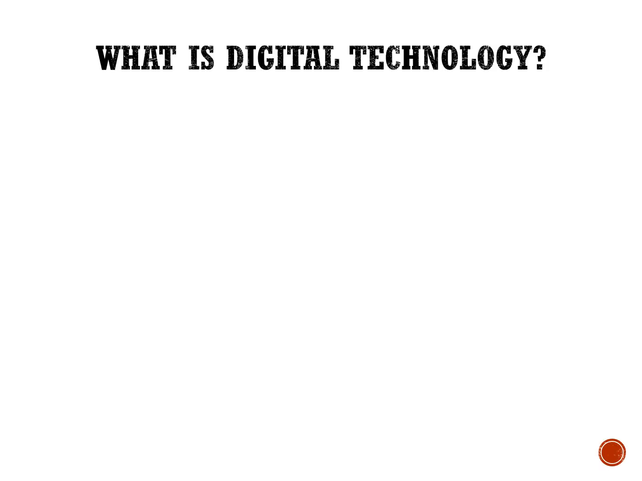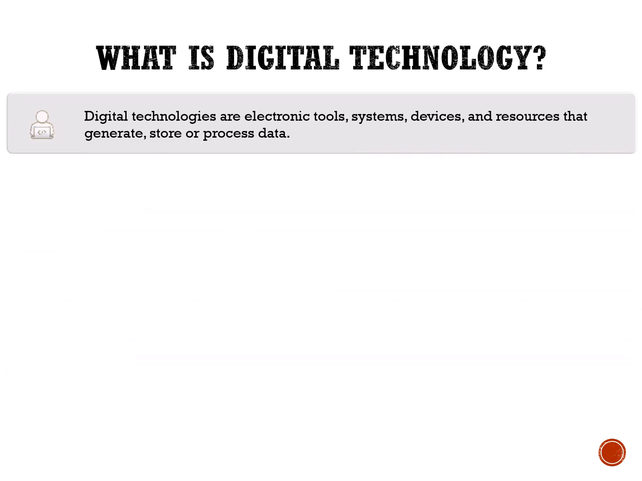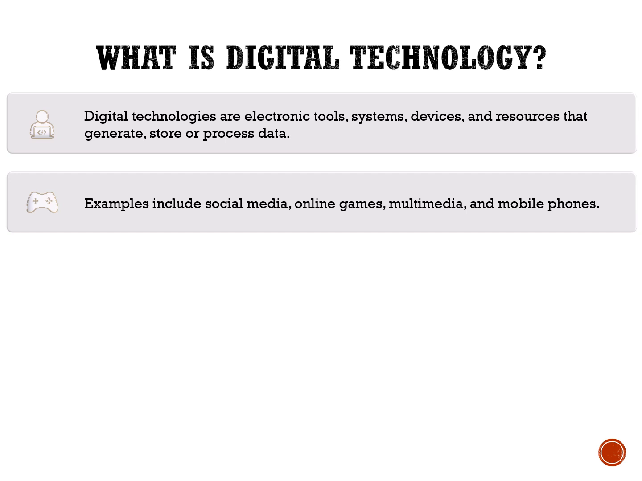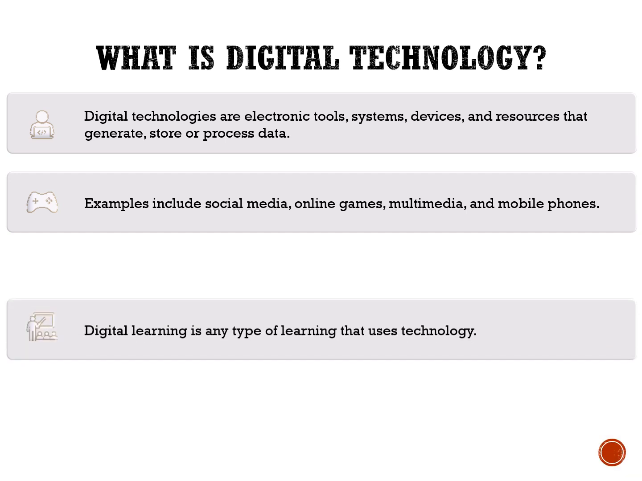When we talk about digital technologies, we think of digital tools. In most cases, we would think of electronic tools, systems, devices, and resources that are used to generate, store, or process data. These could include social media, online games, multimedia, mobile phones, Internet of Things, like maybe alarm systems, the smart watches that you guys are wearing nowadays, etc.